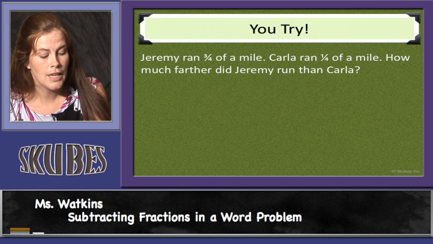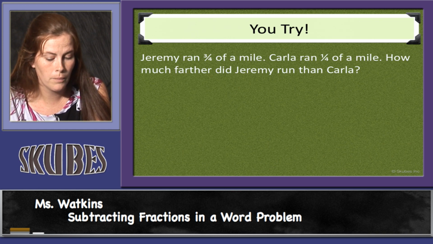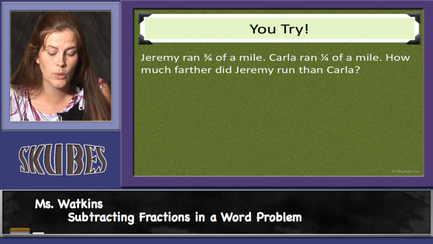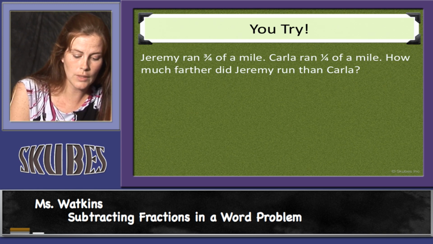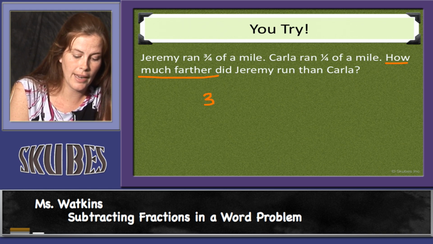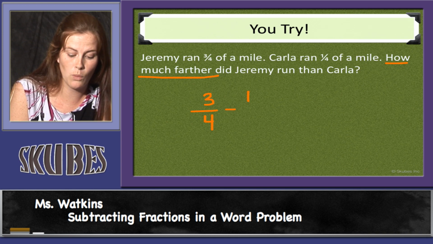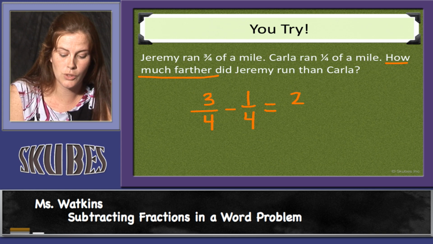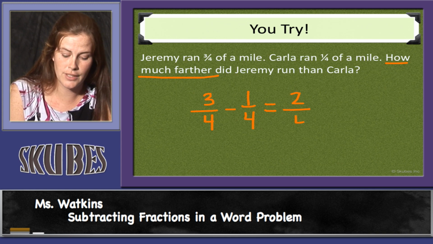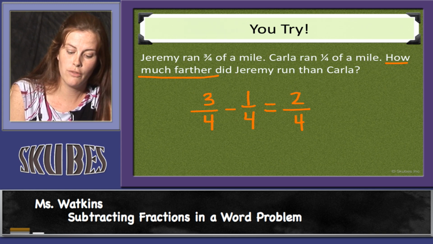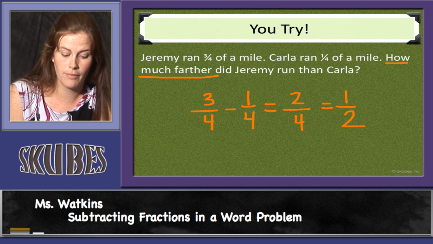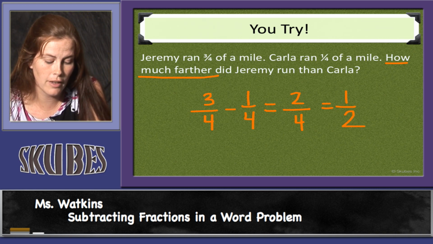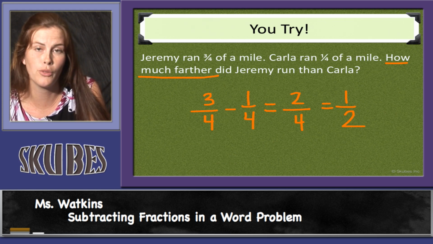And finally, Jeremy ran 3/4 of a mile. Carla ran 1/4 of a mile. How much farther did Jeremy run than Carla? So how much farther here? All right, let's take how far Jeremy ran. That's 3/4, and Carla only ran 1/4. So we'll subtract the numerators. 3 minus 1 equals 2, and our denominator stays the same. Okay, 2/4 could also be written as 1/2. So Jeremy ran 2/4 of a mile farther, or 1/2 of a mile farther than Carla did.